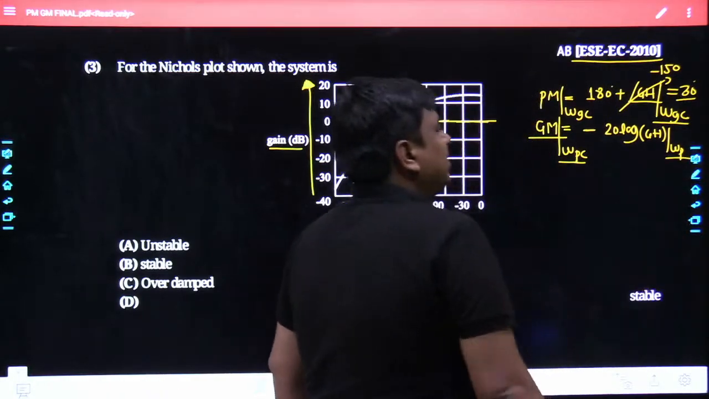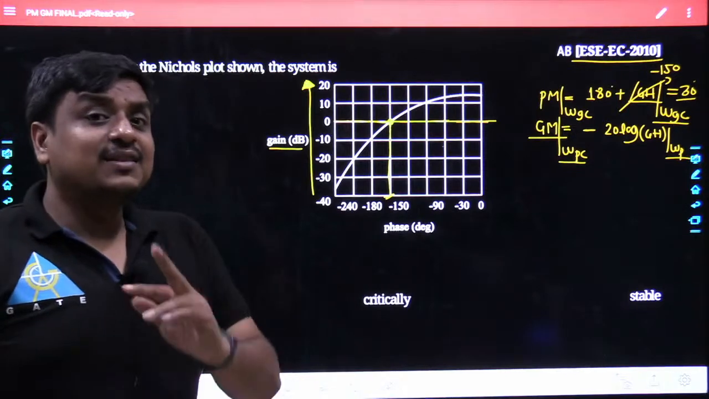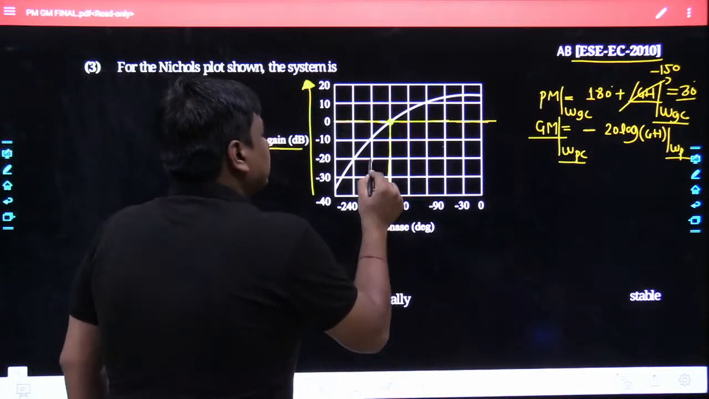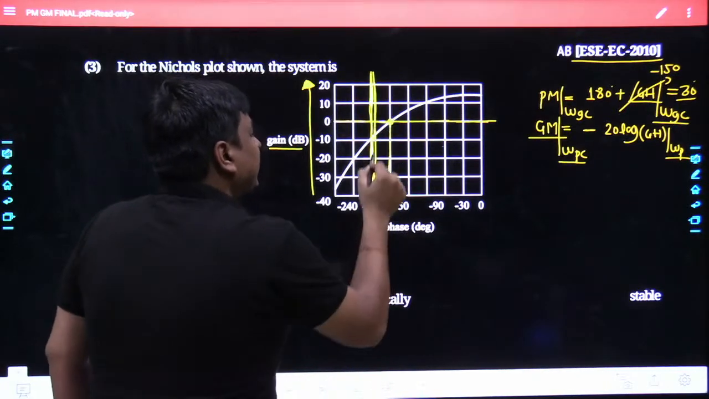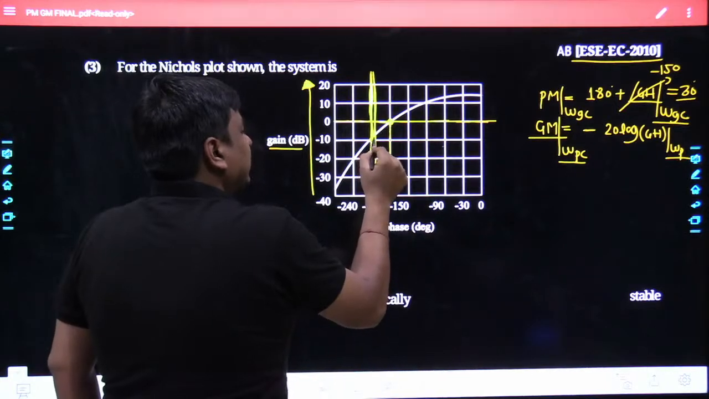May I know what it means by the omega pc? The omega pc is the frequency at which the angle offered by the system is precisely minus 180 degree. May I know which is the minus 180 degree line? This is the minus 180 degree line. And you can see very well at minus 180 degree the curve is intersecting.